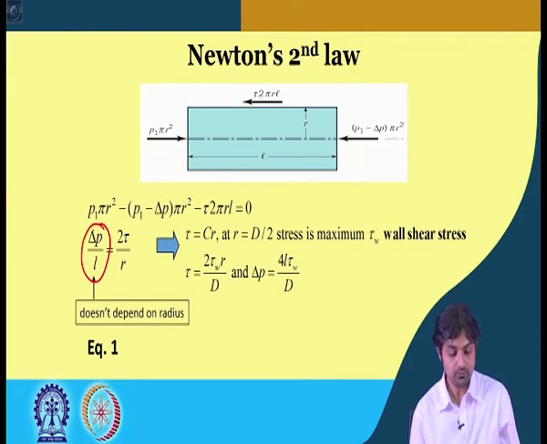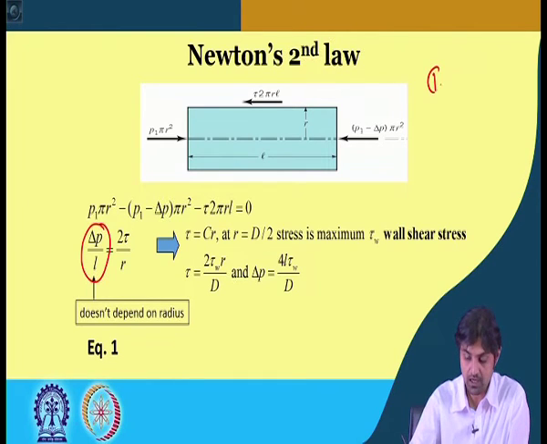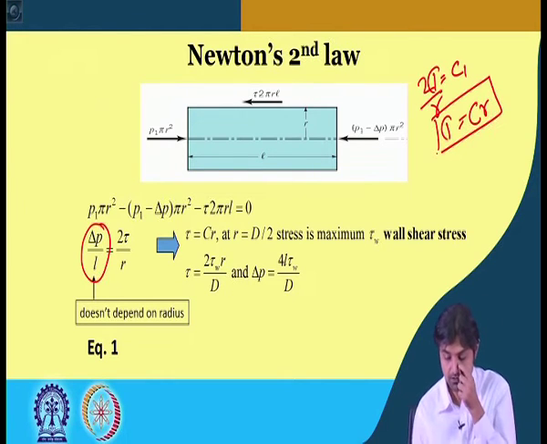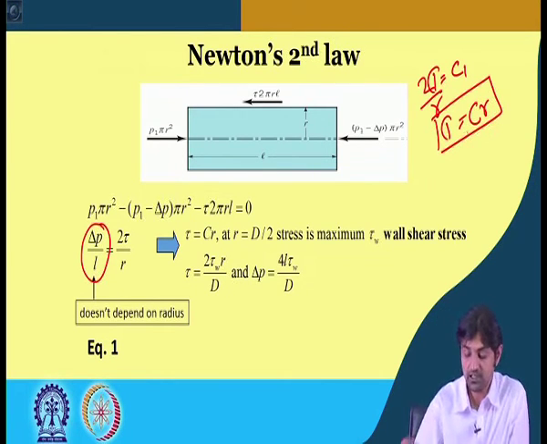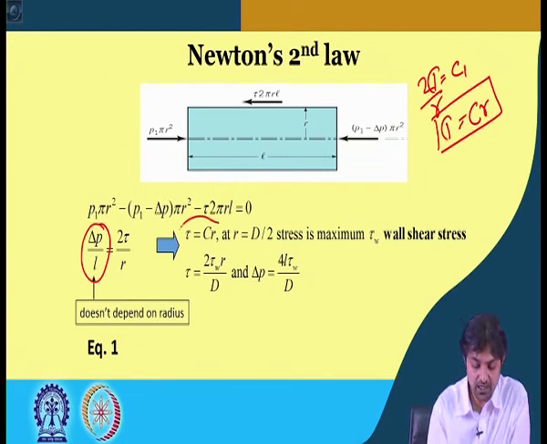So, we can say that delta P by L was constant, right. So we have 2 tau by r is equal to C1, or we can simply say tau is equal to C into r. All right. This is what we can get. This is C1, but C is C1 by 2. So tau we can write as C r.